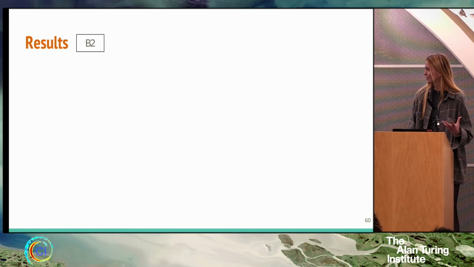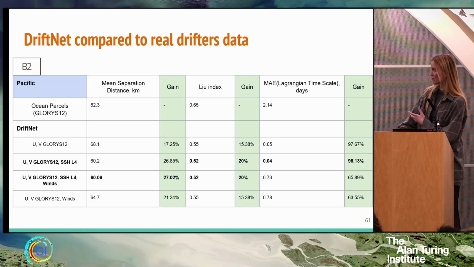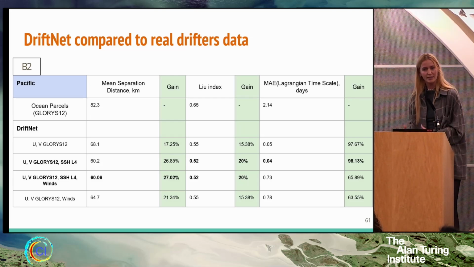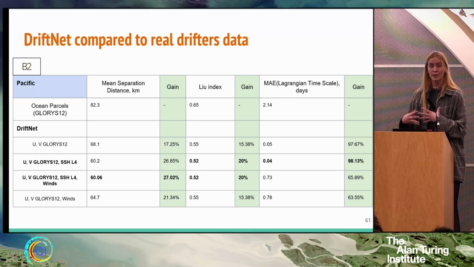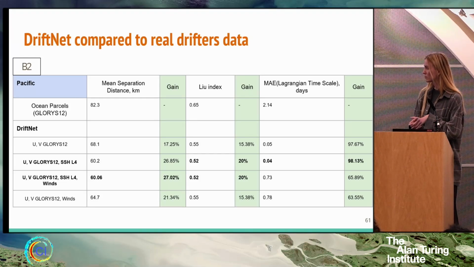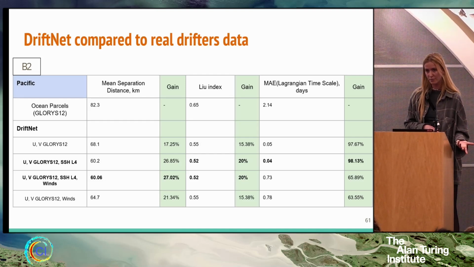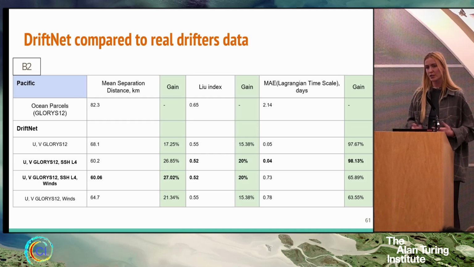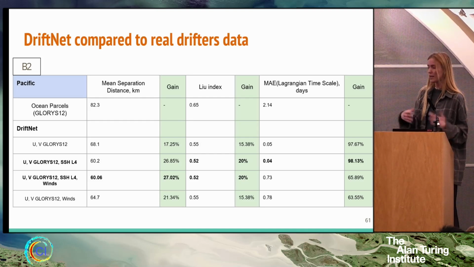That's why, just to conclude and give you a little feeling, I tested the same thing in the real use case, okay, with real drifters, with real SSH, with real SST, and with velocities from the GLORYS12 reanalysis model. And you can see that the results are in line with the results from the virtual framework. We have slightly smaller gains, obviously, because the SSH is not observed everywhere on Earth. And the same for SST.